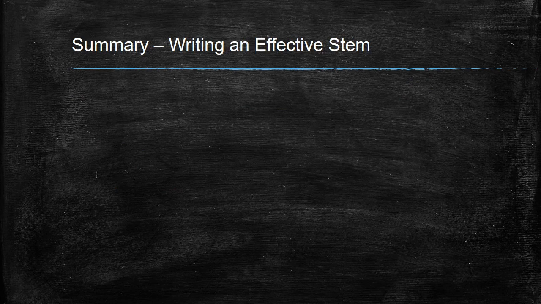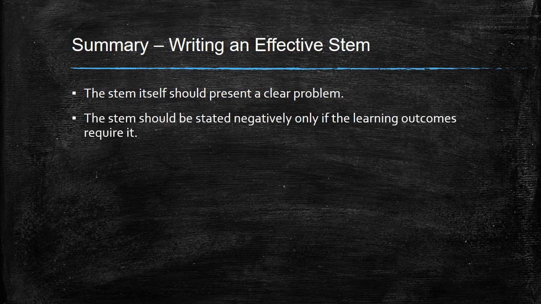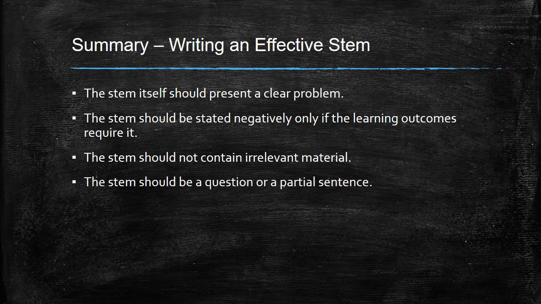Now, let's think back to what those best practices are. First, the STEM itself should present a clear problem. Next, the STEM should be stated negatively only if the learning outcomes require it. The STEM should not contain irrelevant material. And finally, the STEM should be stated as a question or a partial sentence.